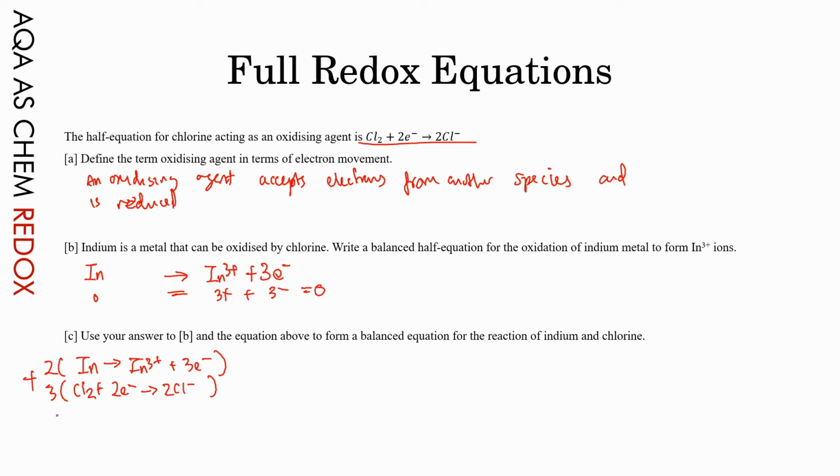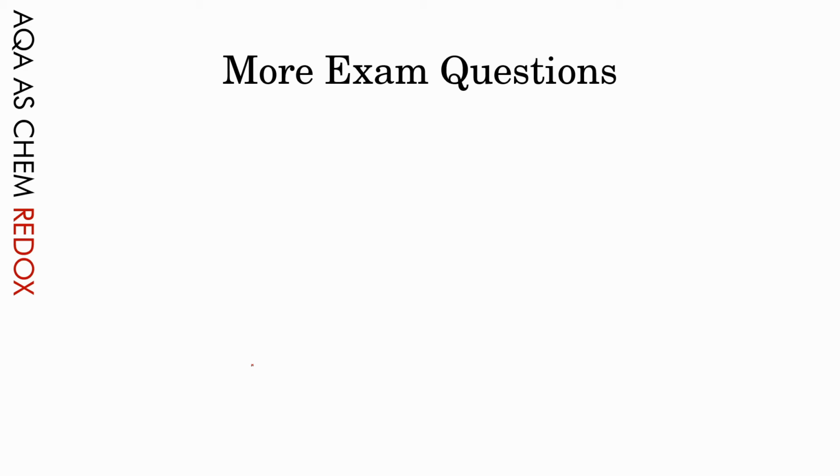Add them together. 2 indiums plus 3Cl2 makes 2InCl3. That's it, because that essentially cancels with that. If you have the same thing on either side, they're not part of the reaction because they're there on both sides. And more exam questions, just one more.